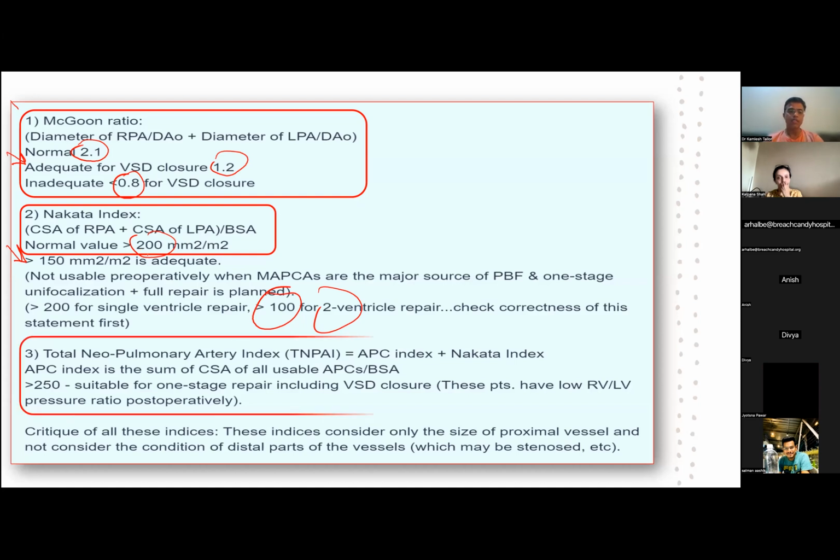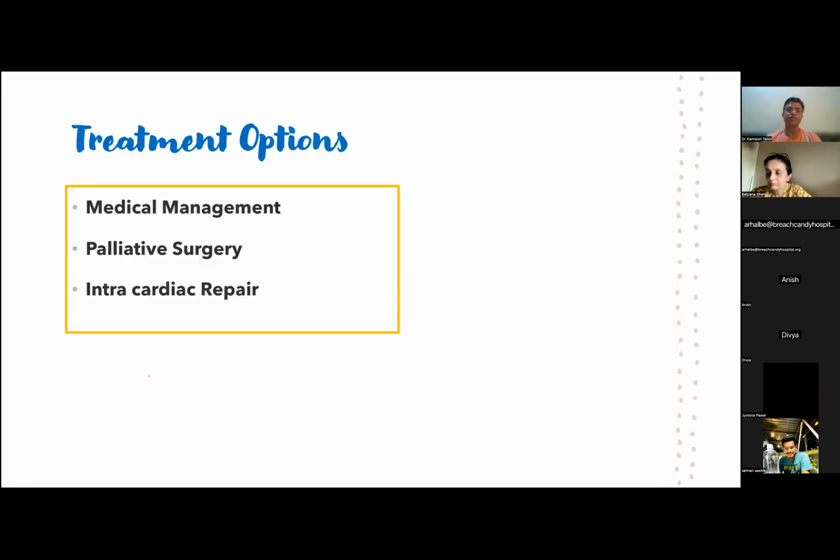And the third one is the total neopulmonary artery index, which is not usually asked during the MD exam. But just to complete the list, it is the AP collateral index plus the Nakata index, and there are multiple MAPCAs. So the sum of the MAPCAs total divided by body surface area, more than 250, is suitable for repair.